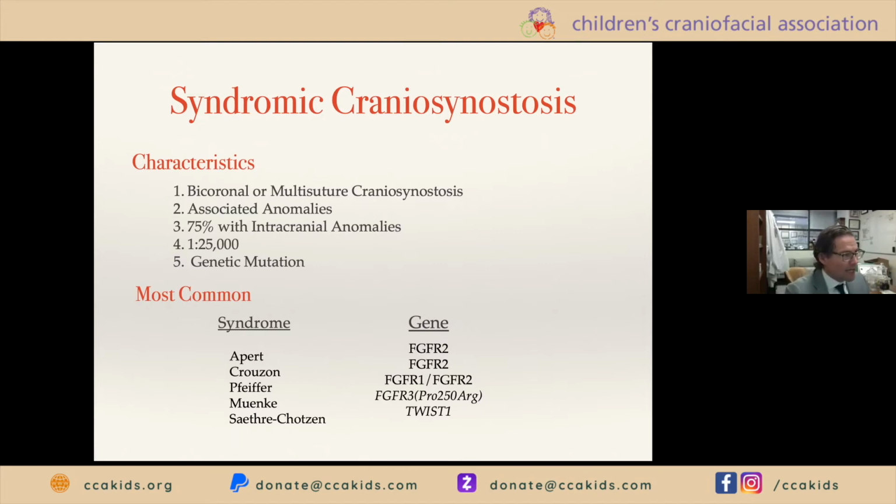And so we have to add not just one operation like we did with non-syndromic, but now we're talking about multiple operations to correct the deformities that we see. These children also have other associated anomalies, depending on the syndrome that they have, that need to be addressed and treated by medical professionals. About 75% of them will also have intracranial anomalies, so inside the brain. So definitely your neurosurgeon at your center needs to be involved with these children very early. The prevalence is about 1 in 25,000, and it's a genetic mutation, and these are the genes that we normally see.